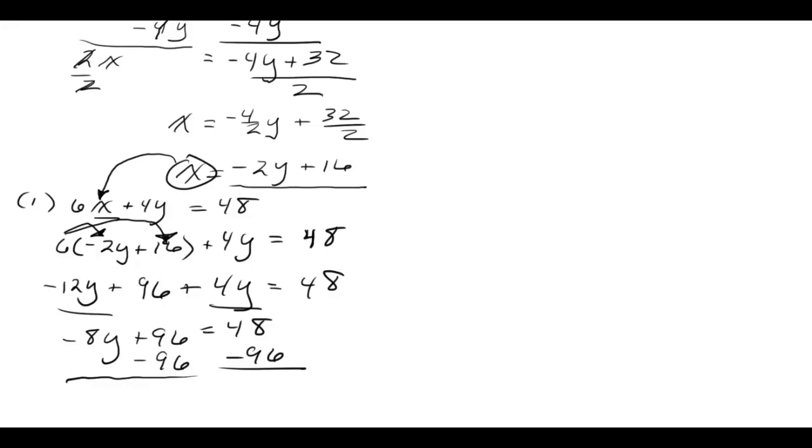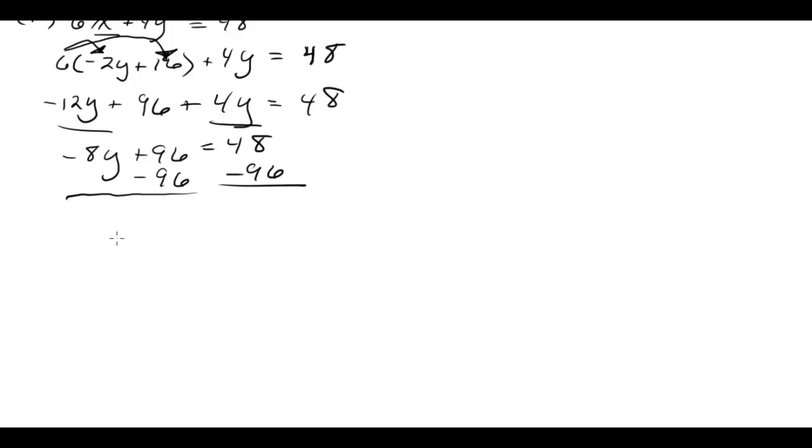And we've done this many times. So now I get minus 8y plus 96 minus 96, that goes away because it's 0. 48 minus 96 is minus 48. I'm going to divide both sides by minus 8. That becomes 1, 1 times y is just y. Minus divided by minus is plus. 48 is divisible by 8, because 8 is a factor of 48. 48 divided by 8 is 6.